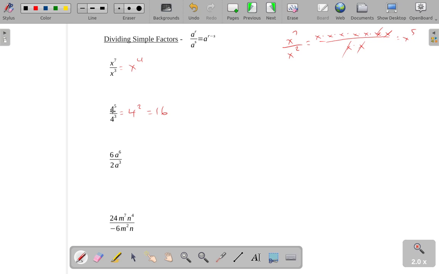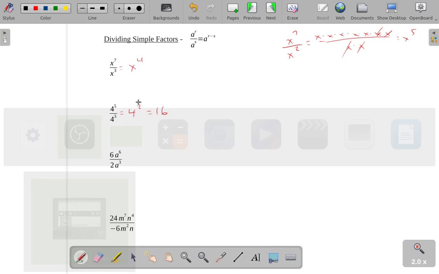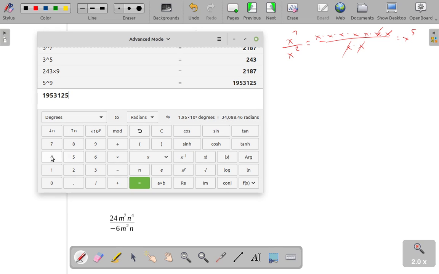Now, I could have said that 4 to the 5th is some number, and 4 cubed is some other number, and did the division there. I'll go ahead and actually do that. 4 to the 5th is some number. It's 1024. 4 cubed is some number. It's 64. And so when we take 1024 divided by 64, we end up getting 16, just like this.